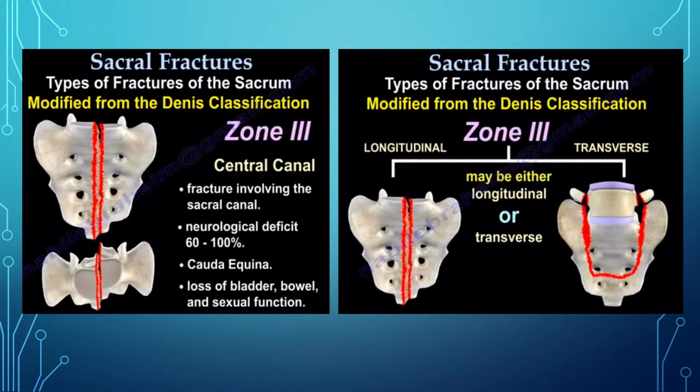Here we have the Zone 3 classification within the Dennis system. As you can see, it is split into two types, the longitudinal and also the transverse. In the longitudinal one, the fracture can involve the whole sacral canal. There can be a neurological deficit of 60 to 100%, can involve the cauda equina, and can result in the loss of bladder, bowel and sexual function.